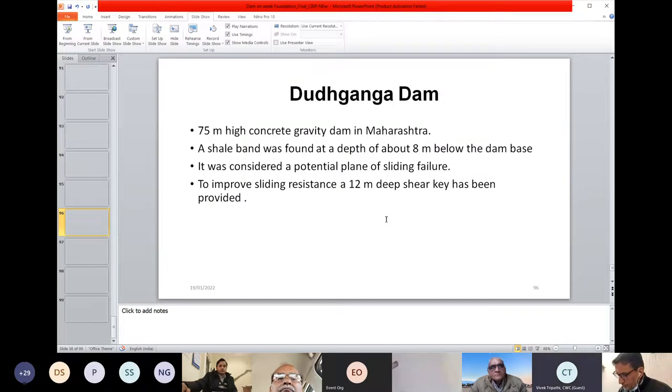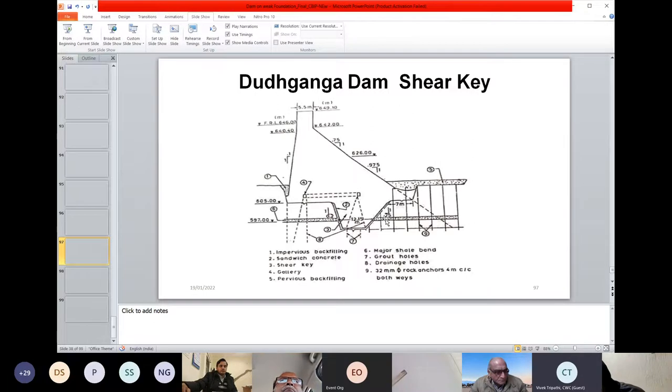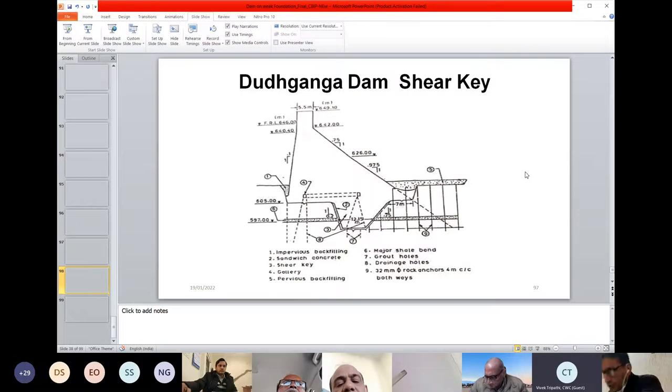One is Dudh Ganga, this is in Maharashtra. It is a 75 meter high dam. So here the clay band was found in the foundation. This is almost horizontal. Then to check the sliding, this key was provided. The 12 meter deep key was provided in Dudh Ganga. This is a shear key. So these type of provisions we provide depending on the site condition and the problem encountered.